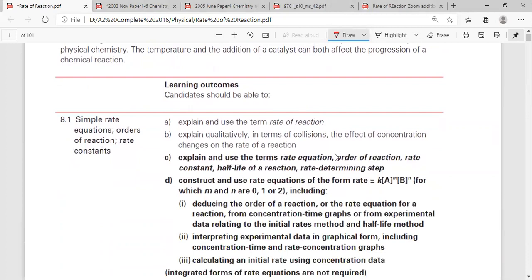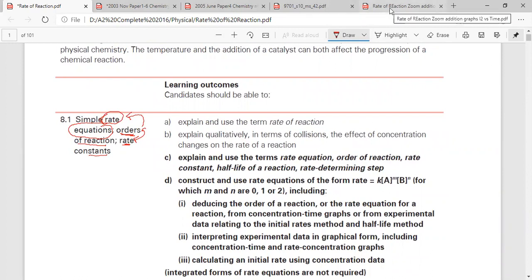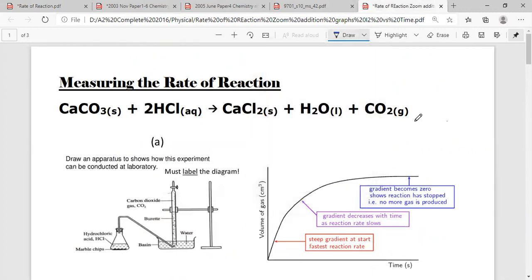Okay, a candidate should be able to use a simple rate equation. Now this is a key word: rate equations. Let me read first the orders of reaction and rate constant. These two things are connected to these rate equations. When you were in Form 5, you learned about the rate of reaction or the speed of reaction. Let me show you. In Form 5, you learned how to measure the rate.